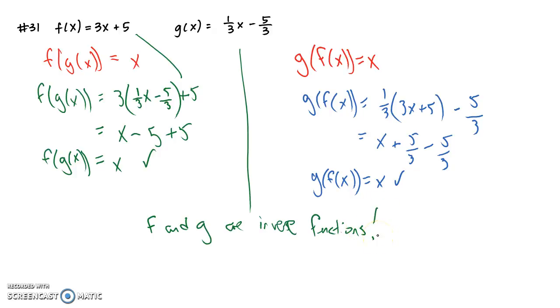How would I see that they're not inverses? Well, if I tried to take f of g of x and I didn't get x, let's say I got x plus 2 or 3x minus 7 or whatever, then f and g are not inverse functions.